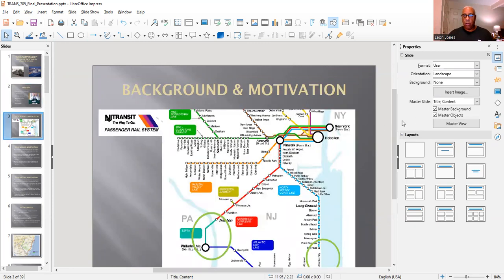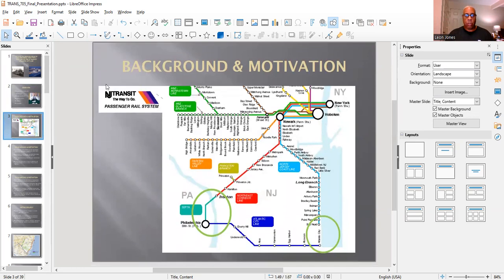Now, again, when we deal with the background, here's a map. And what you have is New Jersey Transit. It's a passenger rail system. New York City, Philadelphia, goes all the way to Atlantic City. What we want to do is we actually want to construct the last segment or section of rail line from Bayhead to Atlantic City.